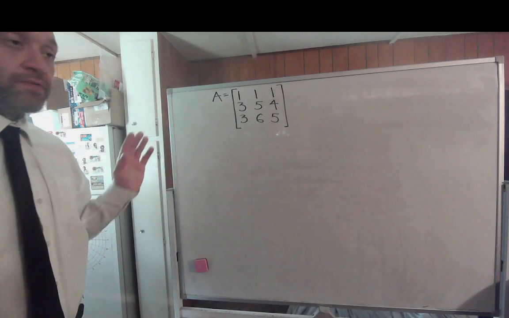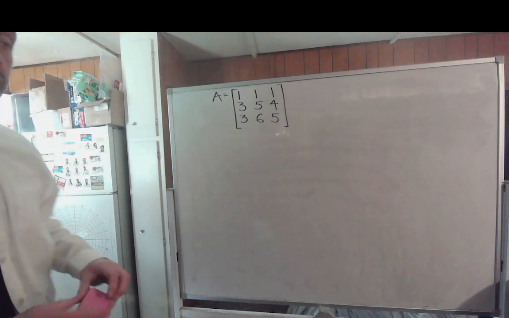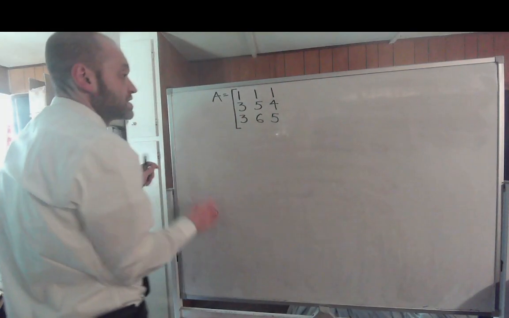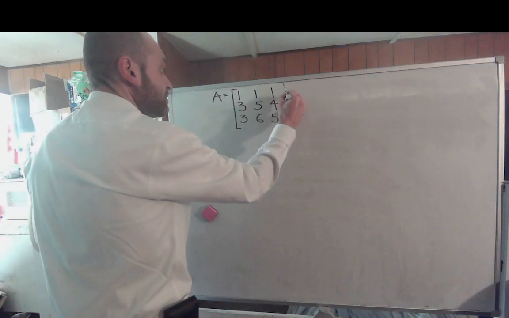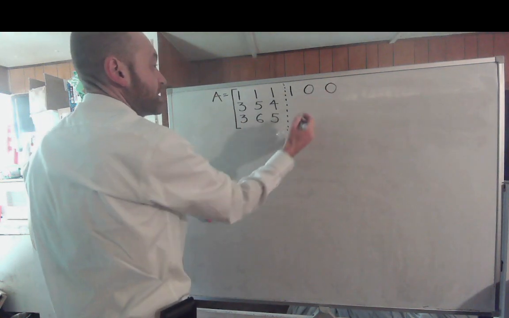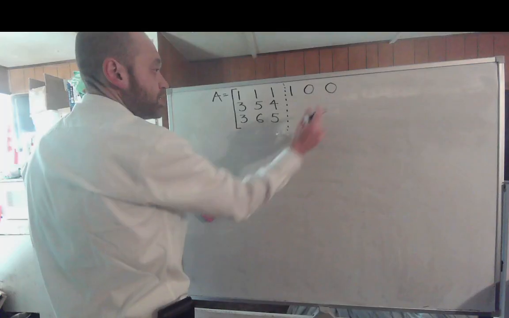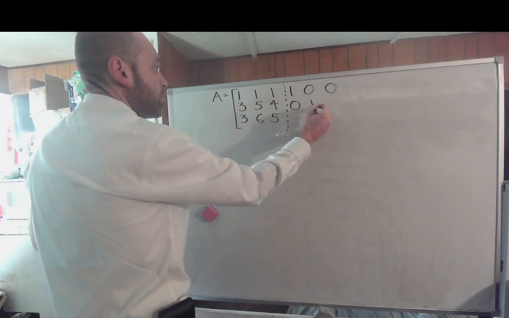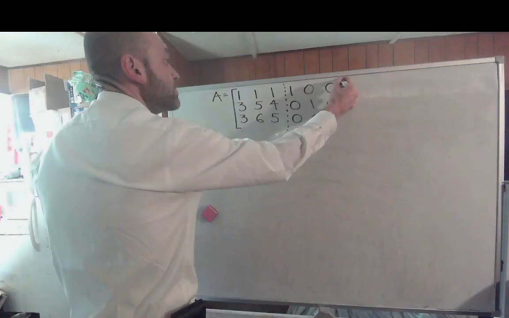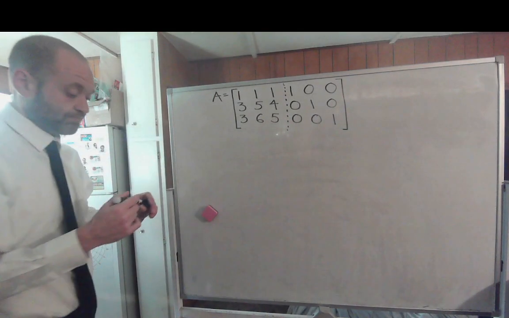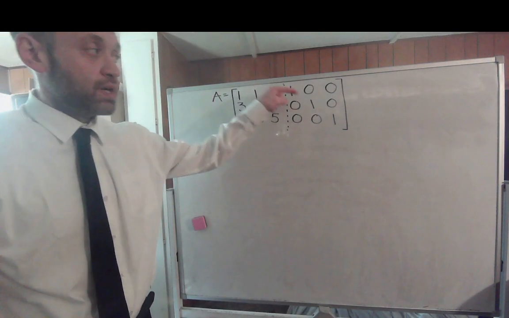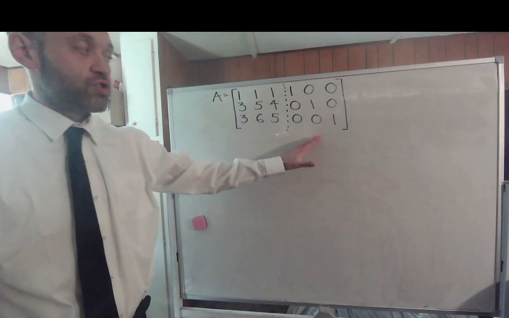Well, the first thing I'm going to highly recommend you do is turn this into an augmented matrix, where to the right of the line of augmentation you have your identity matrix for a 3 by 3 matrix. So in the top row you'll have 1, 0, 0. Second row you'll have 0, 1, 0. Third row you'll have 0, 0, 1. That's the 3 by 3 identity matrix, again with ones going down the main diagonal, all other entries 0.